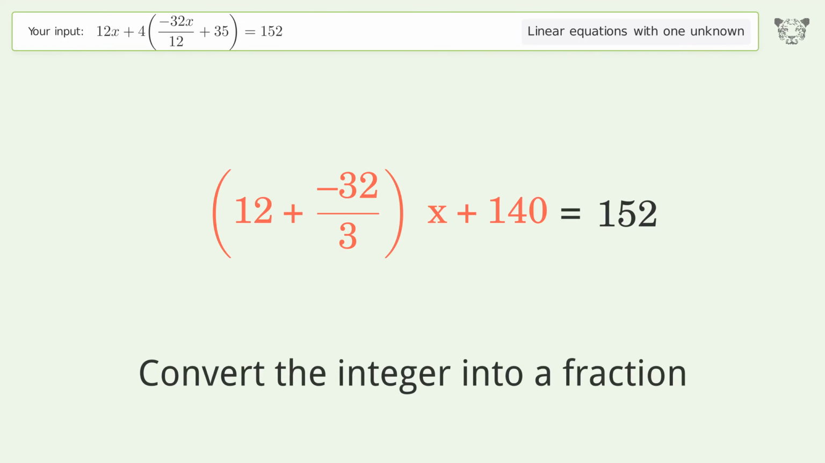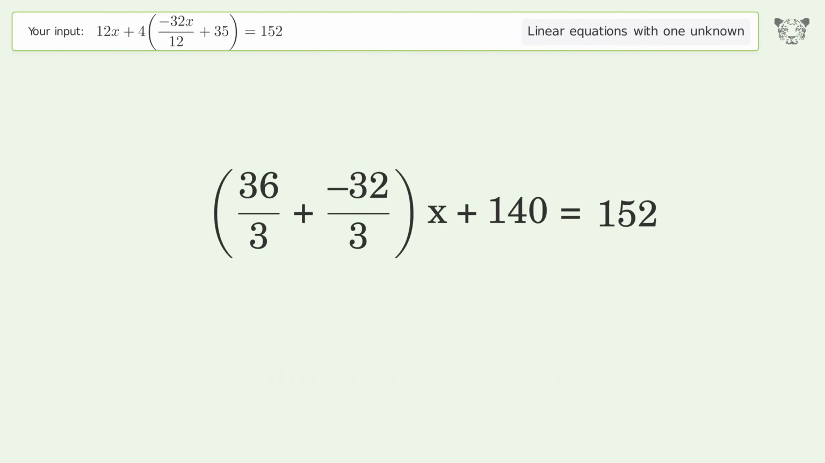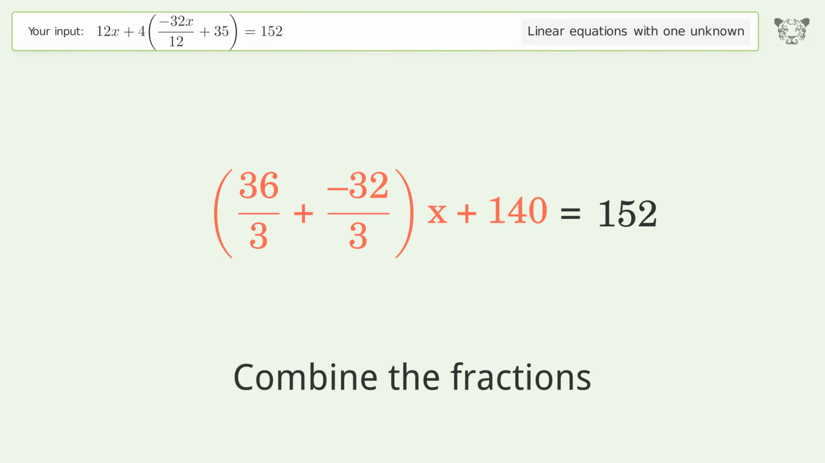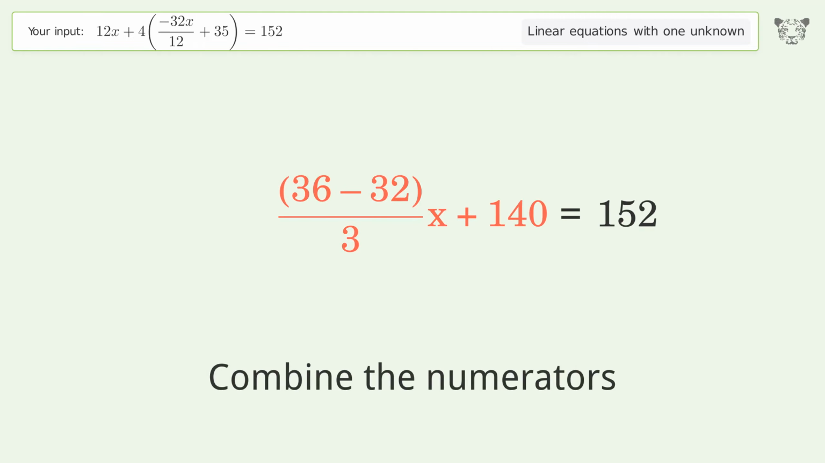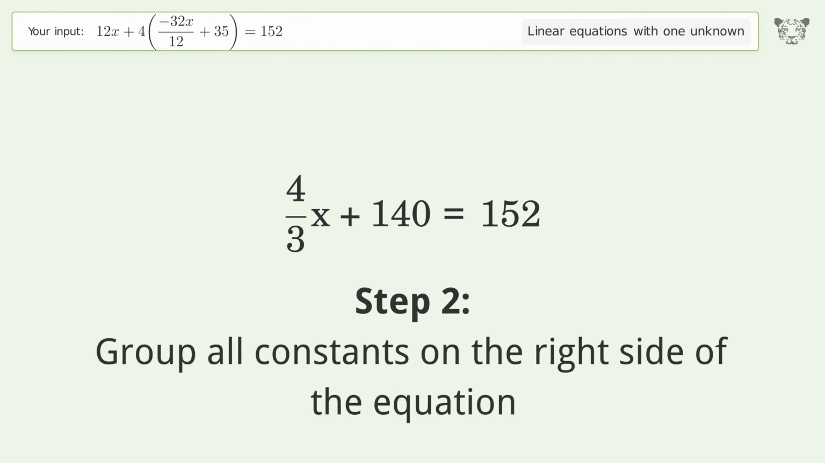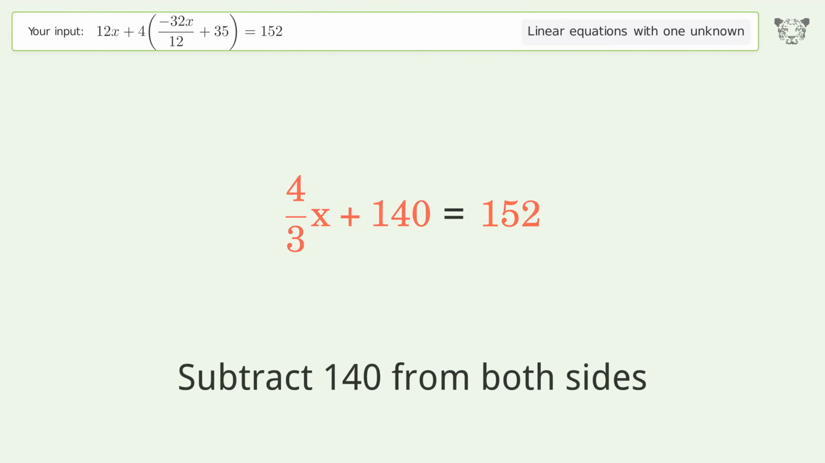Convert the integer into a fraction. Combine the fractions. Combine the numerators. Group all constants on the right side of the equation. Subtract 140 from both sides.